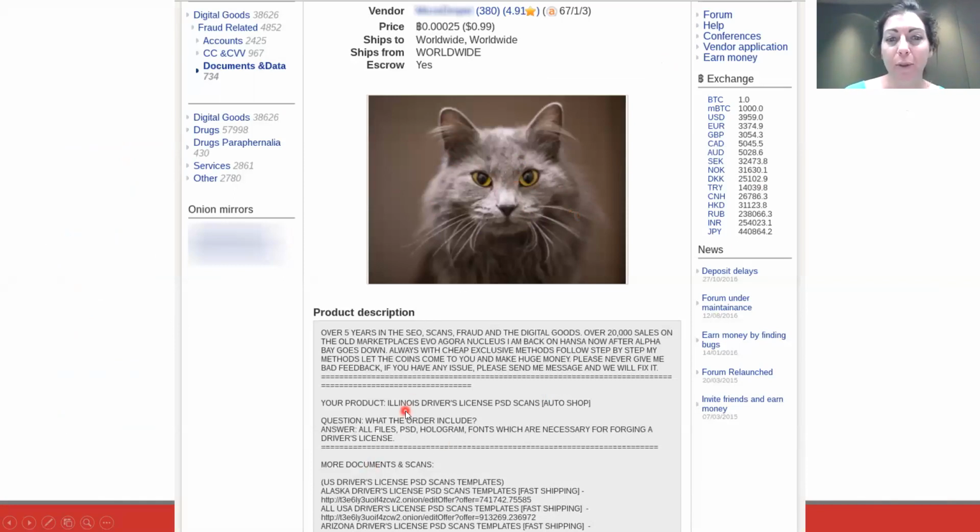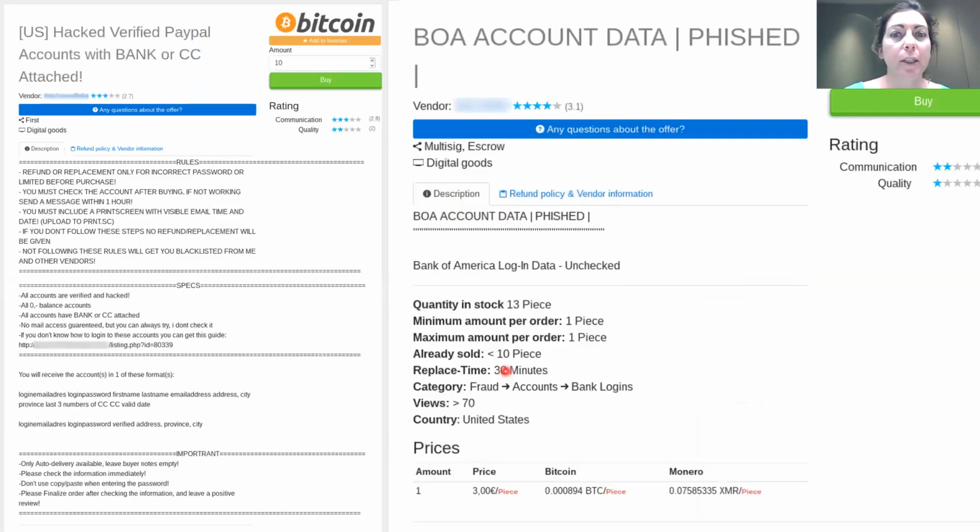And this guy's got, for example, an Illinois driver's license PSD, so that's a certain file type, scans, and you can order your own driver's license. These couple here, there's one on the left and one on the right. So this one has verified, remember back to those tools that I showed you before, PayPal accounts with bank and credit card attached. And I'll show you one more screen after this as well.